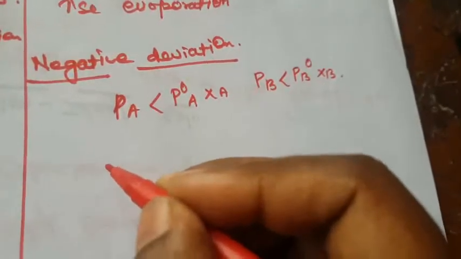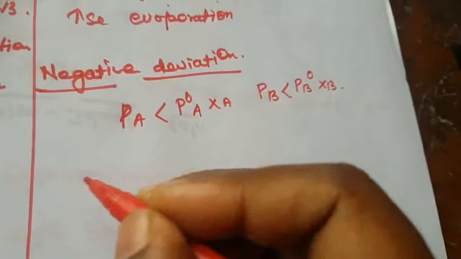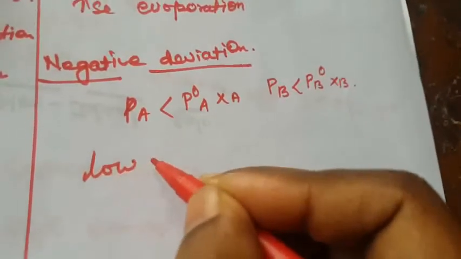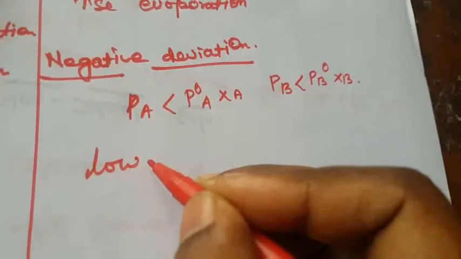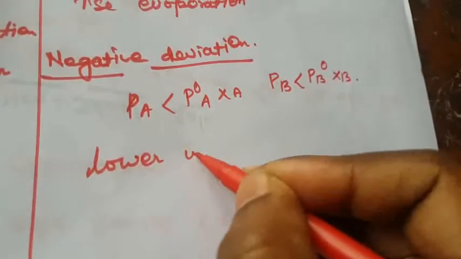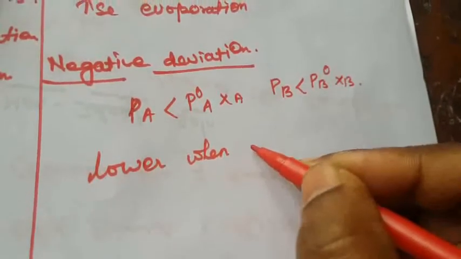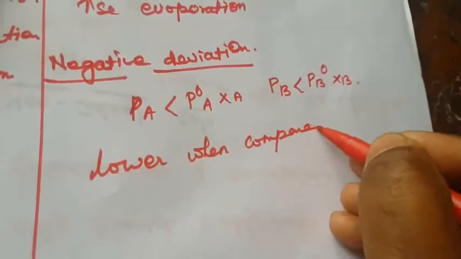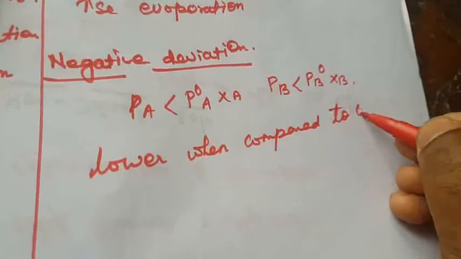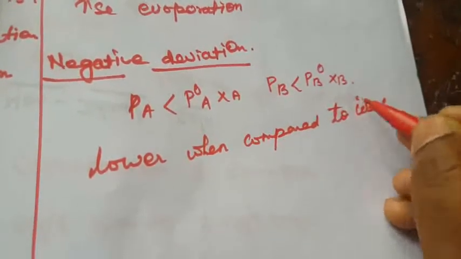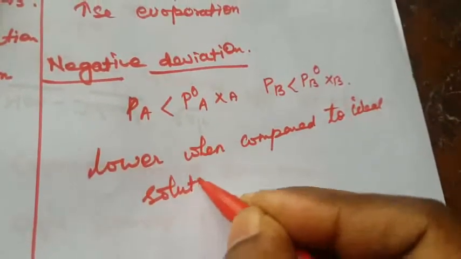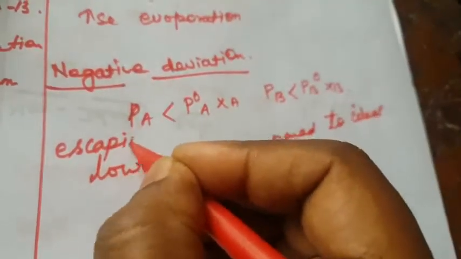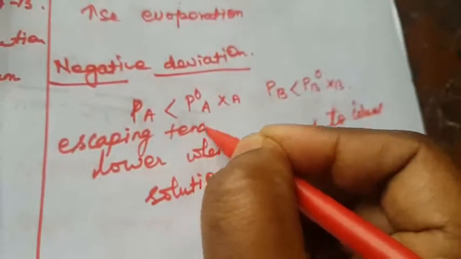The vapor pressure will be lower than the sum of the vapor pressures of A and B. So that is the escaping tendency of A and B lower when compared to the ideal solution. The escaping tendency of vapor pressure.